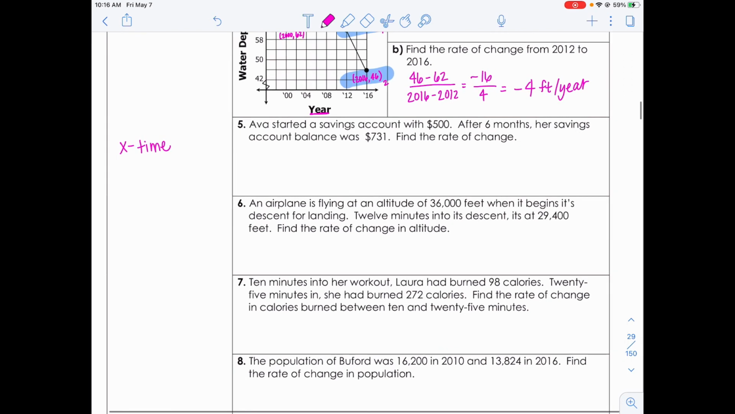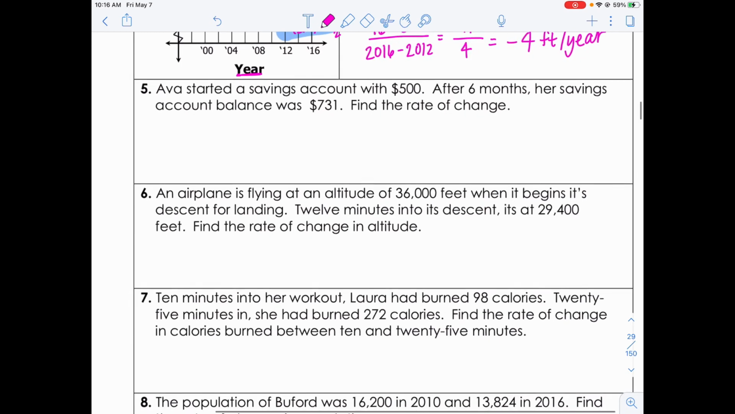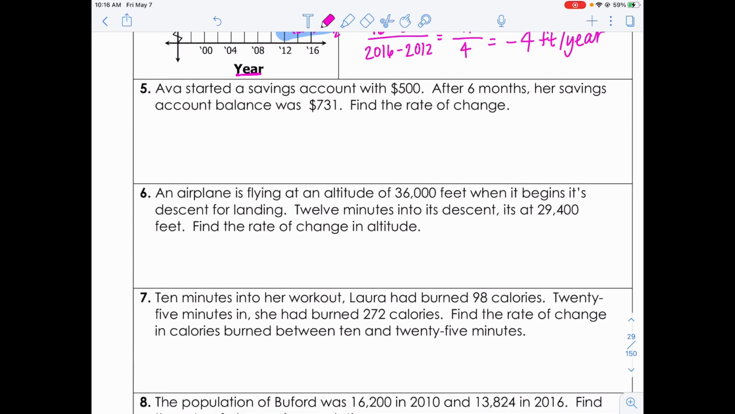All right, here we go. Looking at number 5, Ava started a savings account with $500. After 6 months, her savings account balance was $731. Find the rate of change. So first we're going to start, if she's starting out a savings account, no time has passed, so that would mean that the x value in our ordered pair would be 0. The y value for this one is going to be the money. She is starting the account with $500, so 500 is our y value.